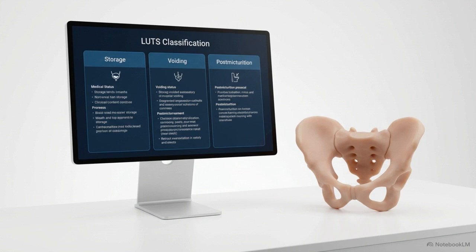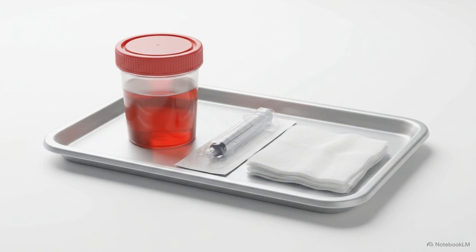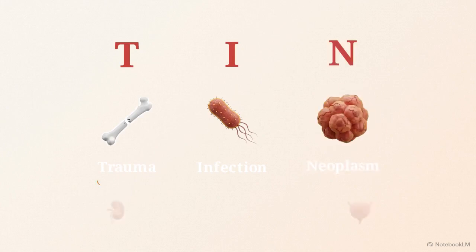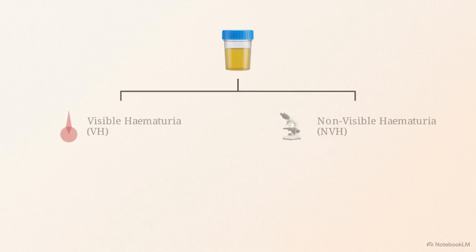these parallel pathologies. Painless haematuria is a cardinal urological red flag. It demands immediate investigation, regardless of whether the patient is on anticoagulant therapy. We rapidly generate differential diagnoses using the TIN framework, standing for trauma, infection, and neoplasm, located anywhere along the urinary tract. This clinical decision tree maps the ontological risk stratification based on visibility.